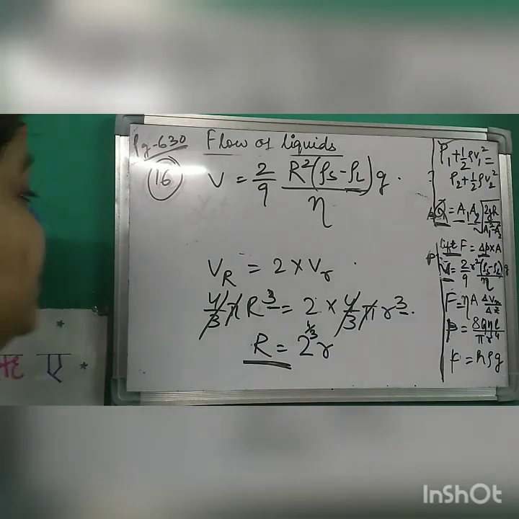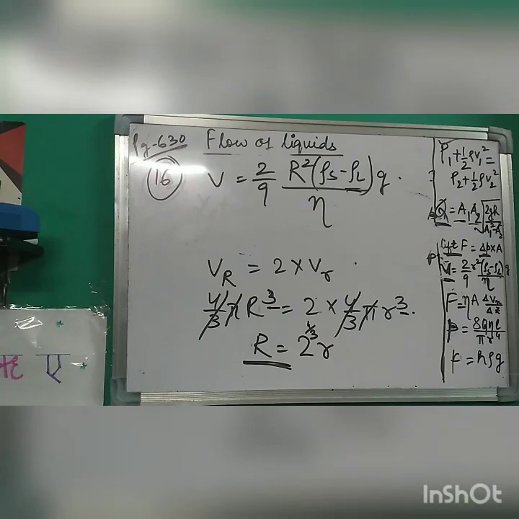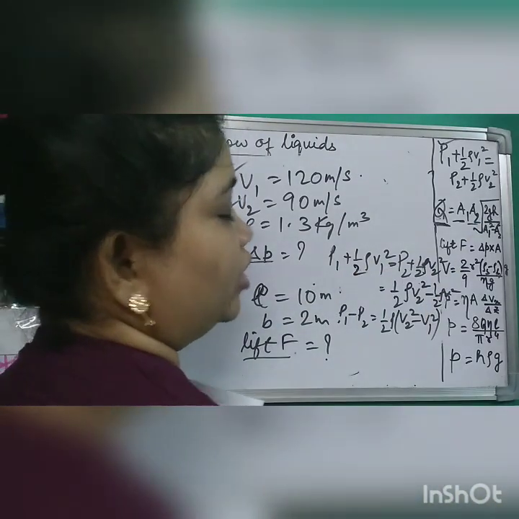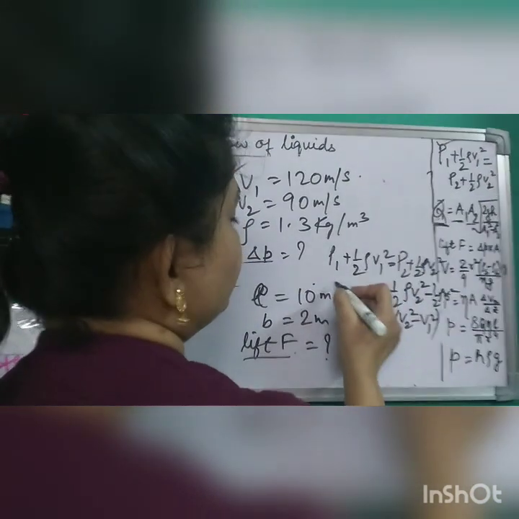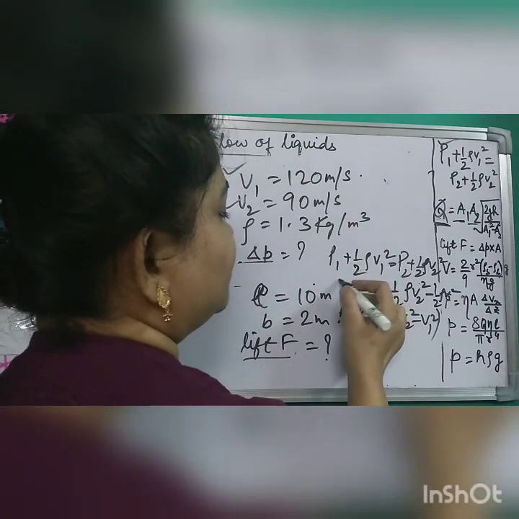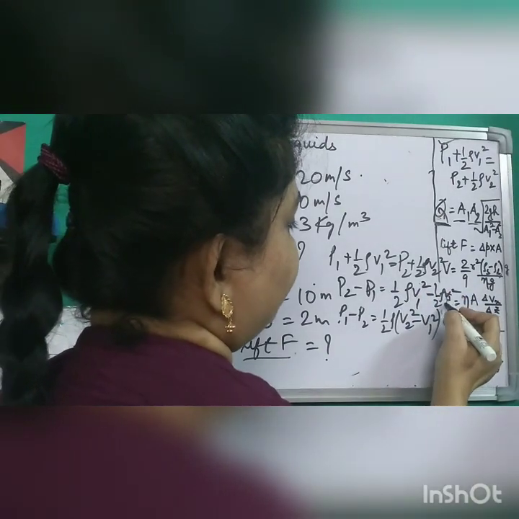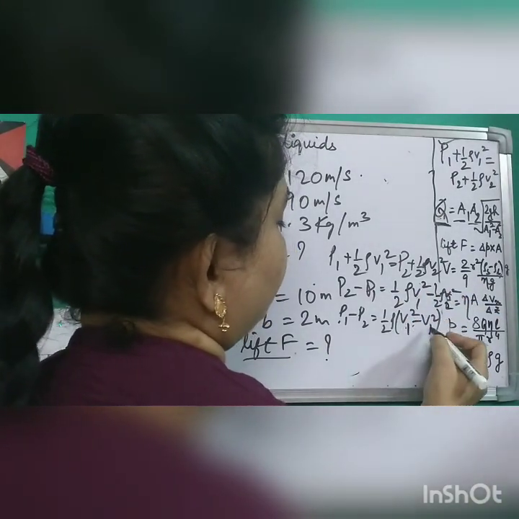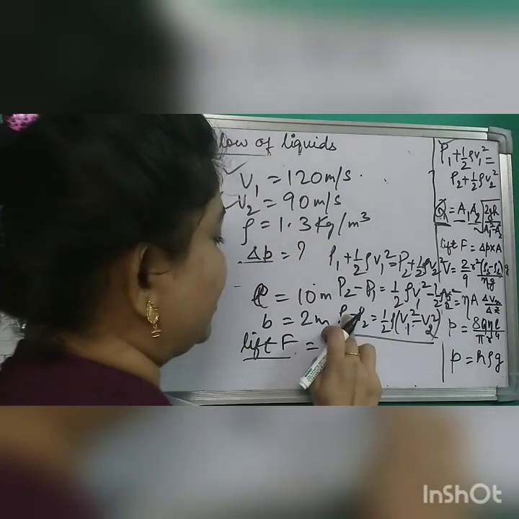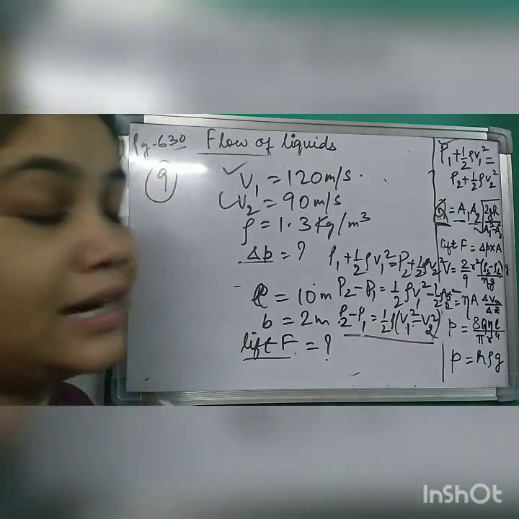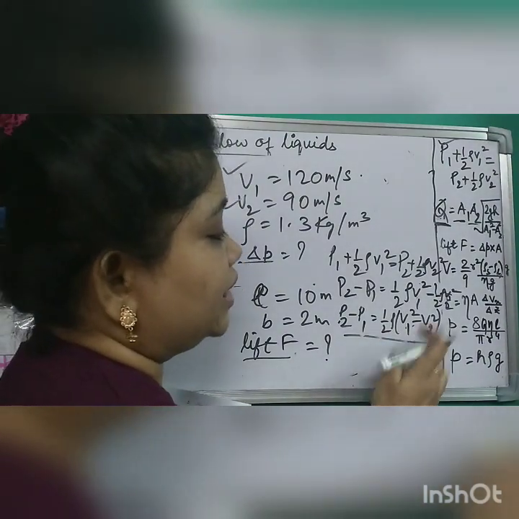After we have done this step, we have to use Bernoulli's theorem, which is P1 plus half rho V1 square is equal to P2 plus half rho V2 square. To find delta P, it is nothing but P2 minus P1, which is half rho V1 square minus half rho V2 square, which is half rho times V1 square minus V2 square. Put in this formula: P2 minus P1, not P1 minus P2. Delta P is P2 minus P1, which is equal to half rho times V1 square minus V2 square.